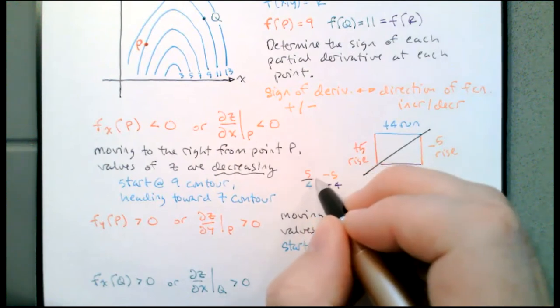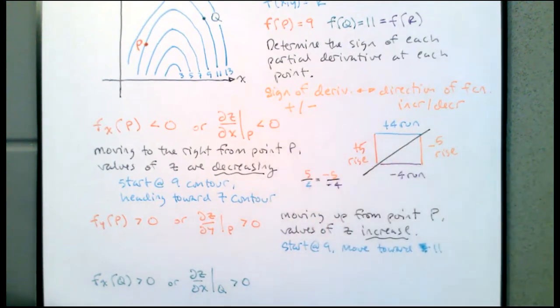That explanation was excessively color-coded. So I move in the positive x direction. I just have to look at what's happening to z. If z is increasing, then the slope will be positive because it's positive over positive.